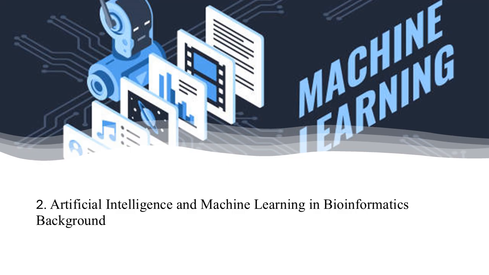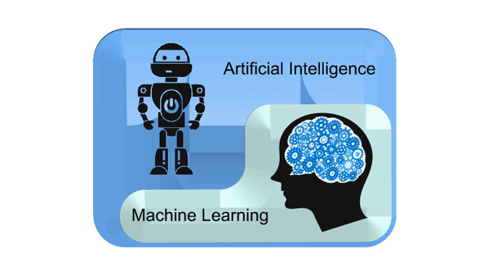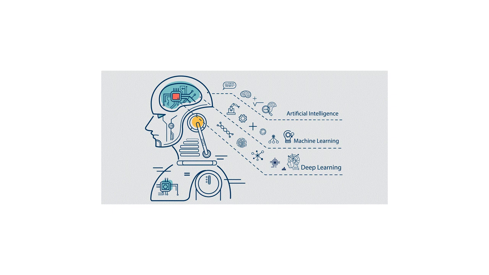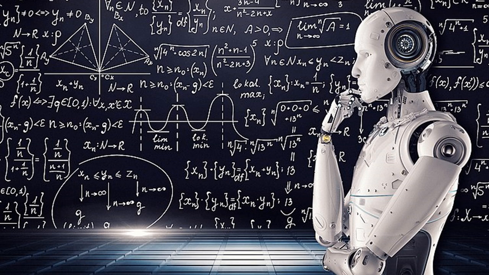2. Artificial intelligence and machine learning in bioinformatics. Artificial intelligence, AI, and machine learning, ML, have become indispensable in bioinformatics, where they are applied to analyze and interpret large, complex datasets. From predicting protein structures to identifying disease biomarkers, AI is reshaping the field by enabling faster, more accurate analyses that would be impossible with traditional methods.